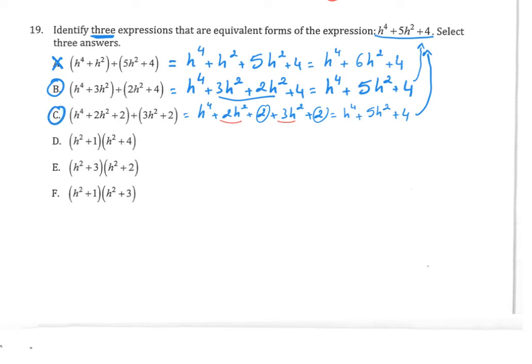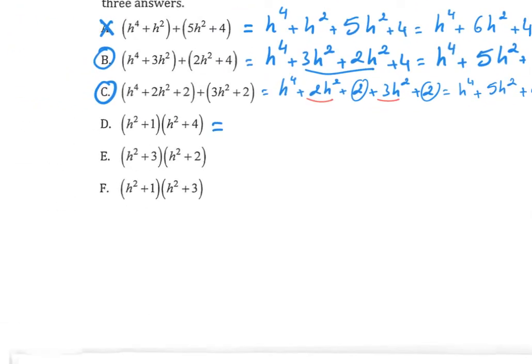So we just need one more here, right? So let's try with D. Now here we can use FOIL because we have two parentheses here. So first, h squared times h squared would be h to the fourth power. And then we have h squared times 4. That will be 4h squared. And then we have 1 times h squared. That would be h squared, right? And then the last one, we have 1 times 4. That would be 4.